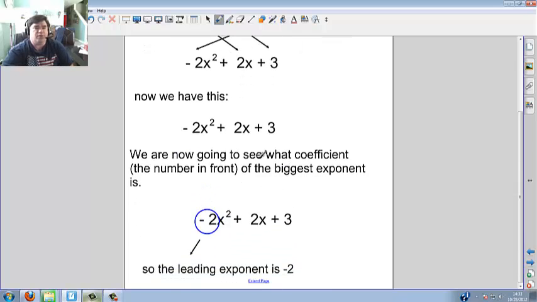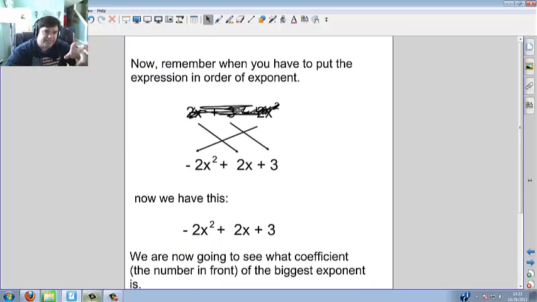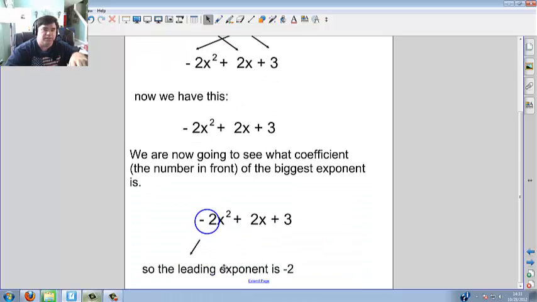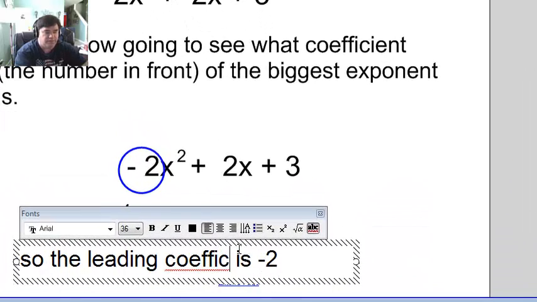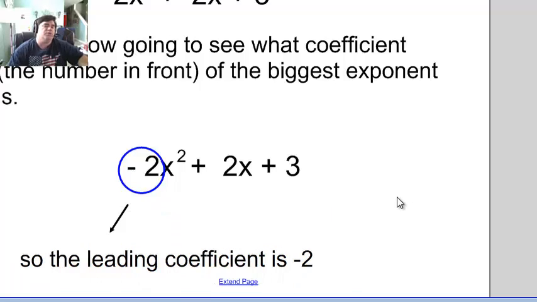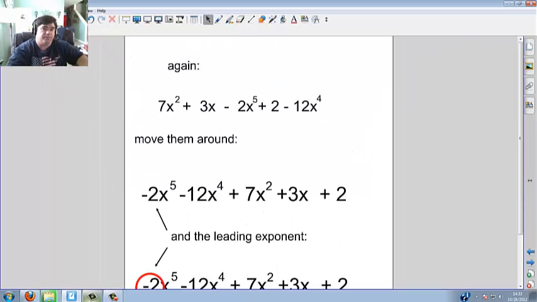And now it says, now we're going to see what the coefficient of the biggest exponent is. So now I've figured out that yes, negative 2x squared is the leading exponent. So now the leading coefficient, not exponent, coefficient, is negative 2. So in other words, we're saying, okay, I know that it's going to be x squared, thus quadratic. But now, because negative 2 is not positive, you're going to discover later it's going to go down. And that's how you know that.